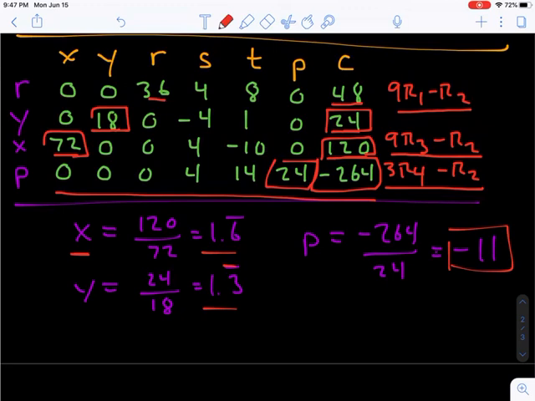Now, what we just solved was a maximization problem. We just solved a non-standard maximization problem. But in linear programming, it just so happens that the solution to the non-standard maximization problem and the non-standard minimization problem will be the same. So that means our optimal solution is -11, and it occurs when x is 1.6 repeating and y is 1.3 repeating.